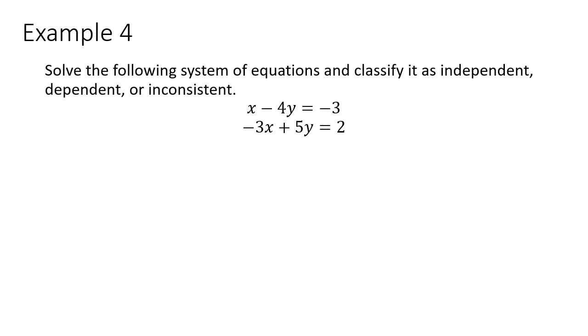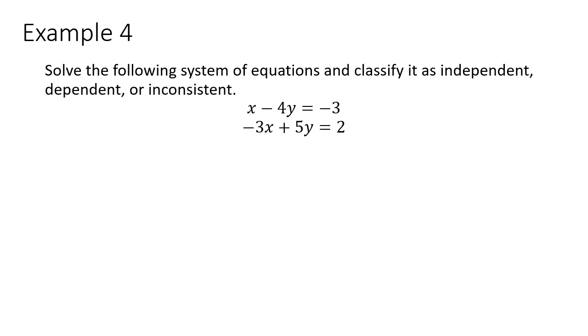So let's try it out. We're going to take this system of equations in example 4 and solve it with the additive method or the elimination method. So the first goal is to write everything in the same form, Ax plus By is equal to C, which is already done in this case. Everything is already lined up properly, so we can focus on the elimination step.